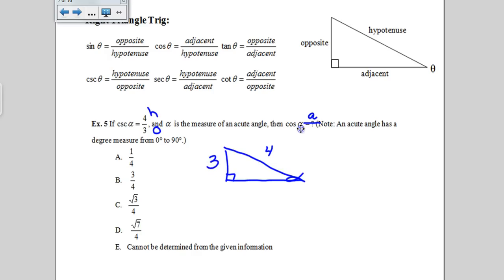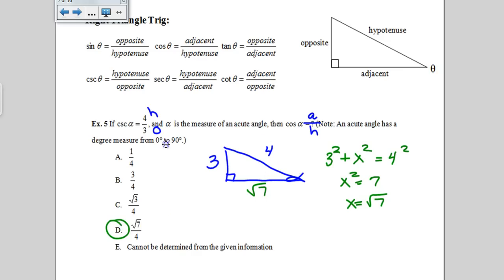Okay. Cosine is supposed to be adjacent over hypotenuse. Well, if I look at my formula, I have the hypotenuse, I do not have the adjacent side. So again, I got to do a little Pythagorean theorem, where I say 3 squared plus my mystery side squared equals hypotenuse squared. So let's see, that would be 16 minus the 9, so that'd be 7. So x is the square root of 7. And now I think I'm good to go. I want adjacent over hypotenuse. So adjacent would be square root of 7, and the hypotenuse would be 4. And my answer is D.